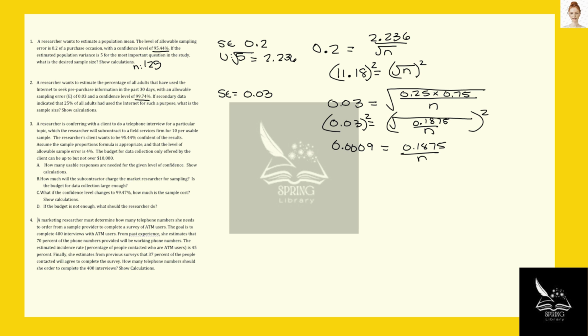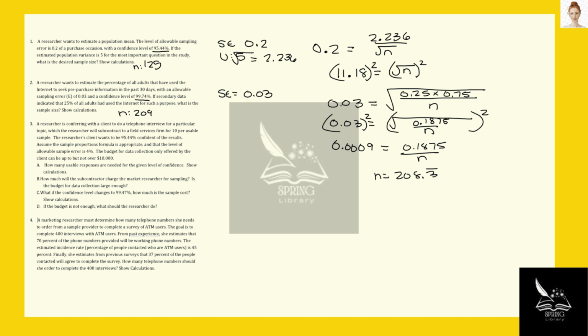So then I'm going to do 0.1875 divided by 0.0009. And so n equals 208.3 repeating. So I'm going to say about 209. So n equals 209 because I'm going to round up.